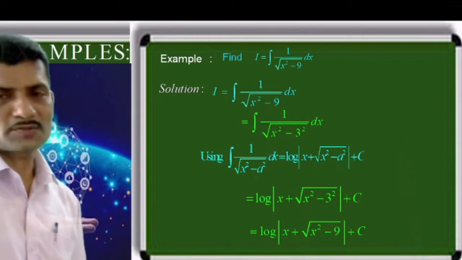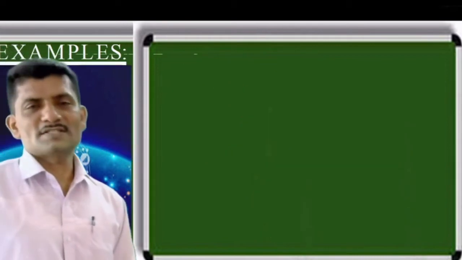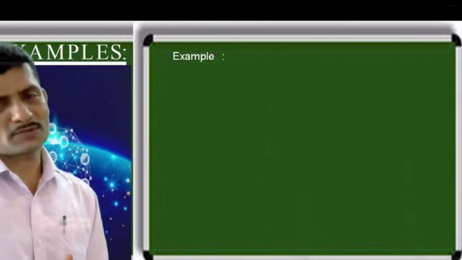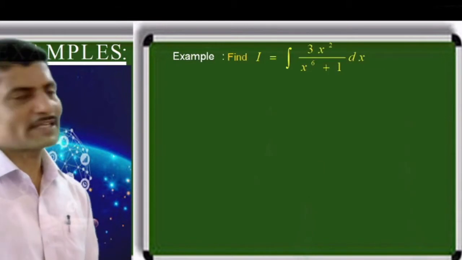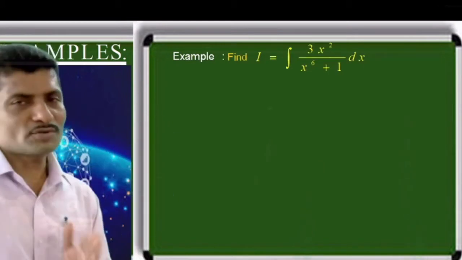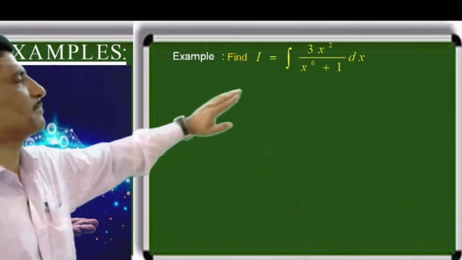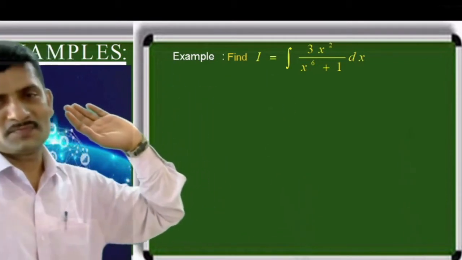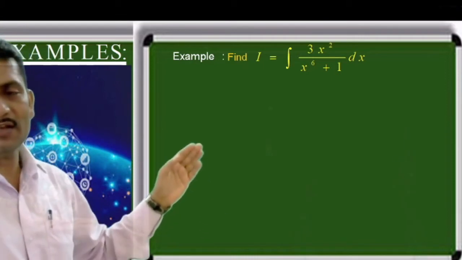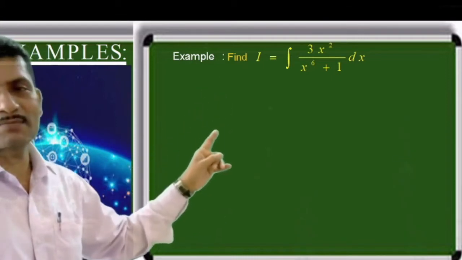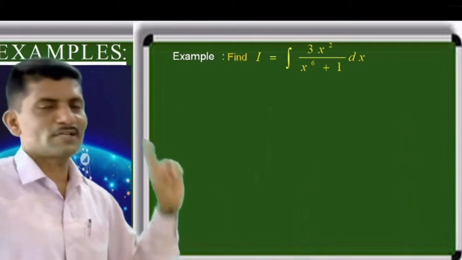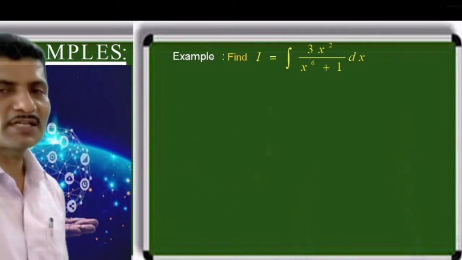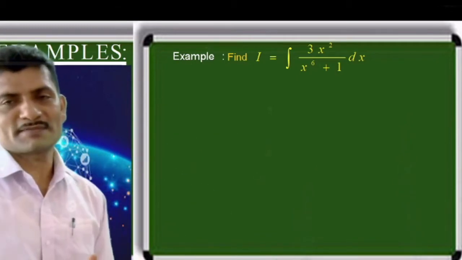Even a simple question like this is usually asked for 2 marks. The problem is direct and we know the answer, but sometimes a small adjustment, the method of substitution, is used with the standard formula. Find the integral of 3x squared divided by x to the power 6 plus 1 dx. Use the standard formula.